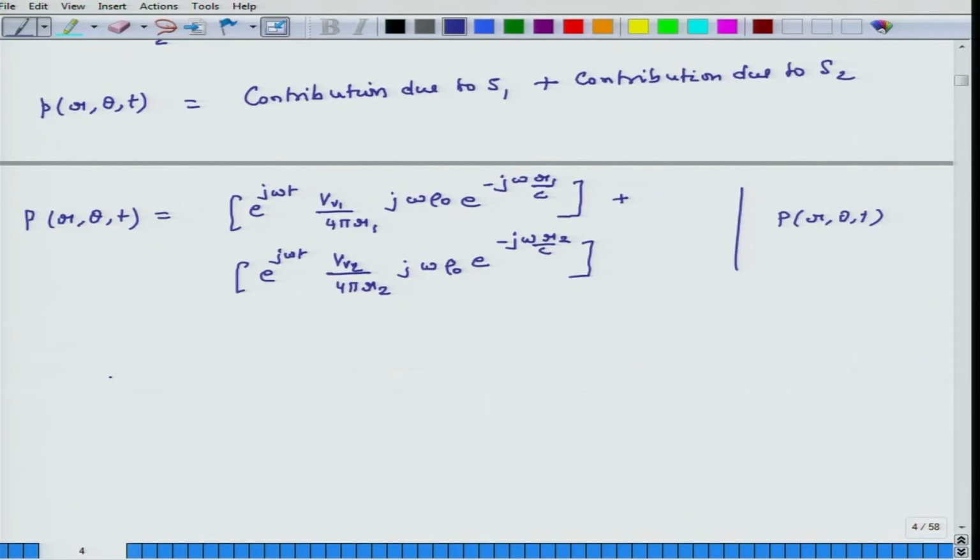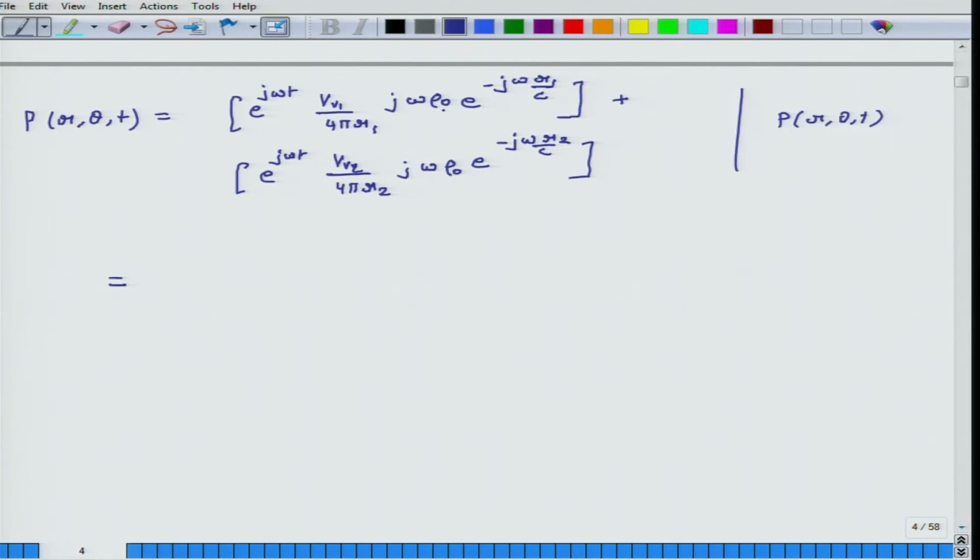Now, we will process this equation further. What we will do is take j omega rho naught e to the j omega t out. So, j omega rho naught e to the j omega t divided by 4 pi, all of this is common, times VV1 divided by R1, e to the minus j omega R1 divided by c, plus VV2 divided by R2, e to the minus j omega R2 by c.